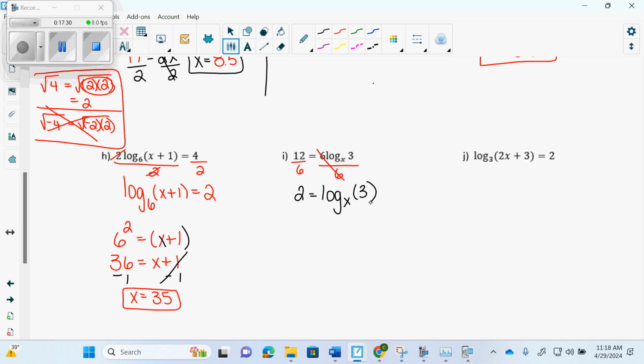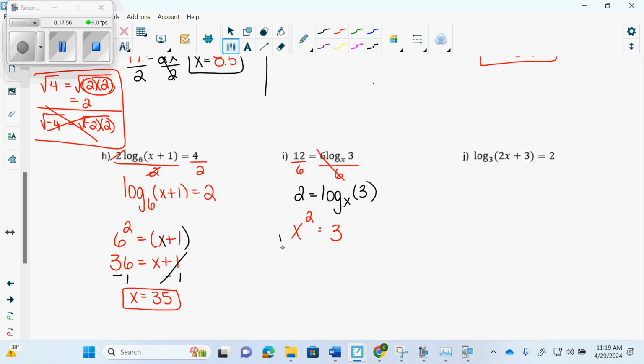If at any point the variable is in the base of the log or beside the log, I have to convert to exponential. It's the only way I can mathematically do this. Okay? So I'm going to get x to the exponent 2 equals 3. Now when your variable's in the base, you're going to be square rooting, cube rooting, 5 over 2 rooting, 3 over 2 rooting. When the variable's beside the log, you can just do grade 7 to 9 math, right? So, I'm going to have to square root.